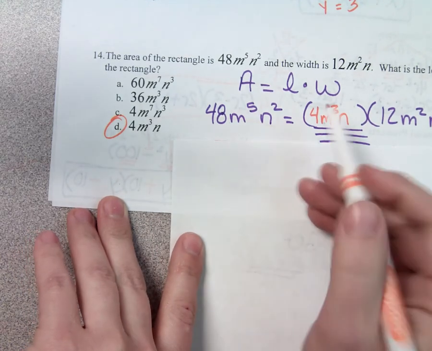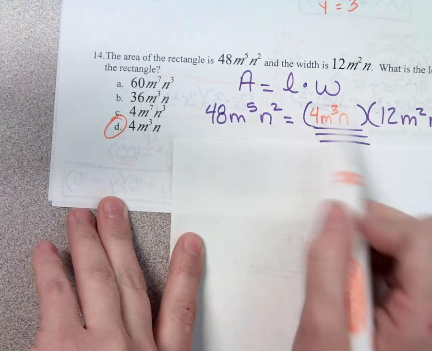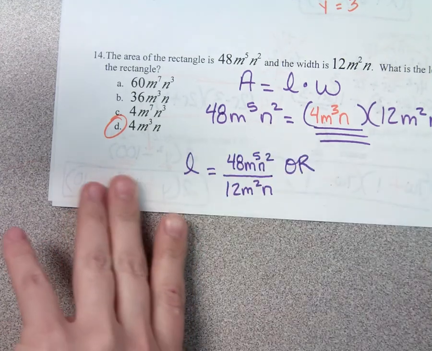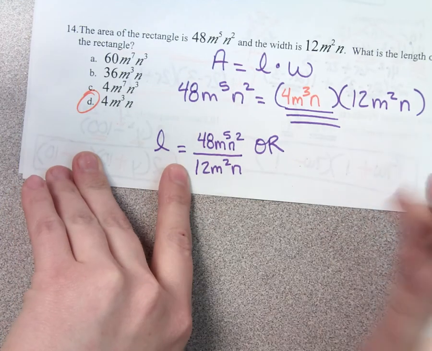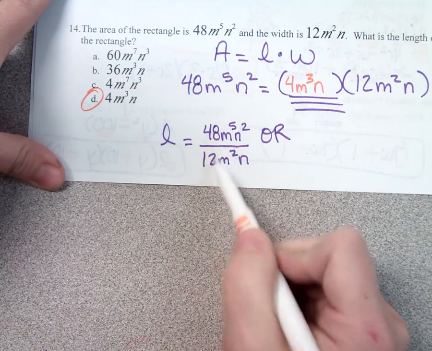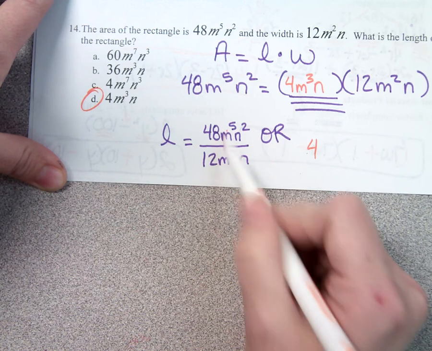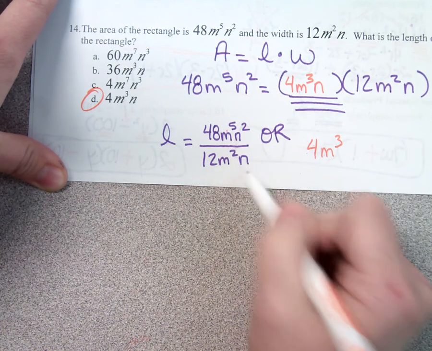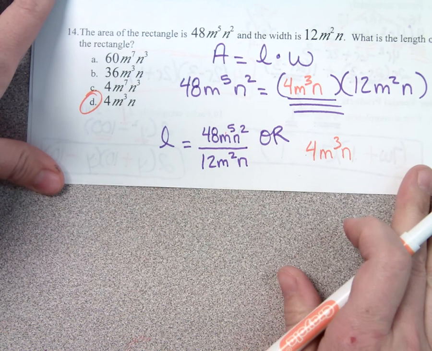Another way I could do this, if I want to solve for my length, then I can divide both sides by my width. So this is another way I could do it. My length would be the area divided by this width over here. 48 divided by 12 is 4. When you divide the same base, you subtract the exponents, so that would be m to the 3rd. And when you divide the same base, you subtract the exponents, and that'd be n. So either way, you get the same answer.